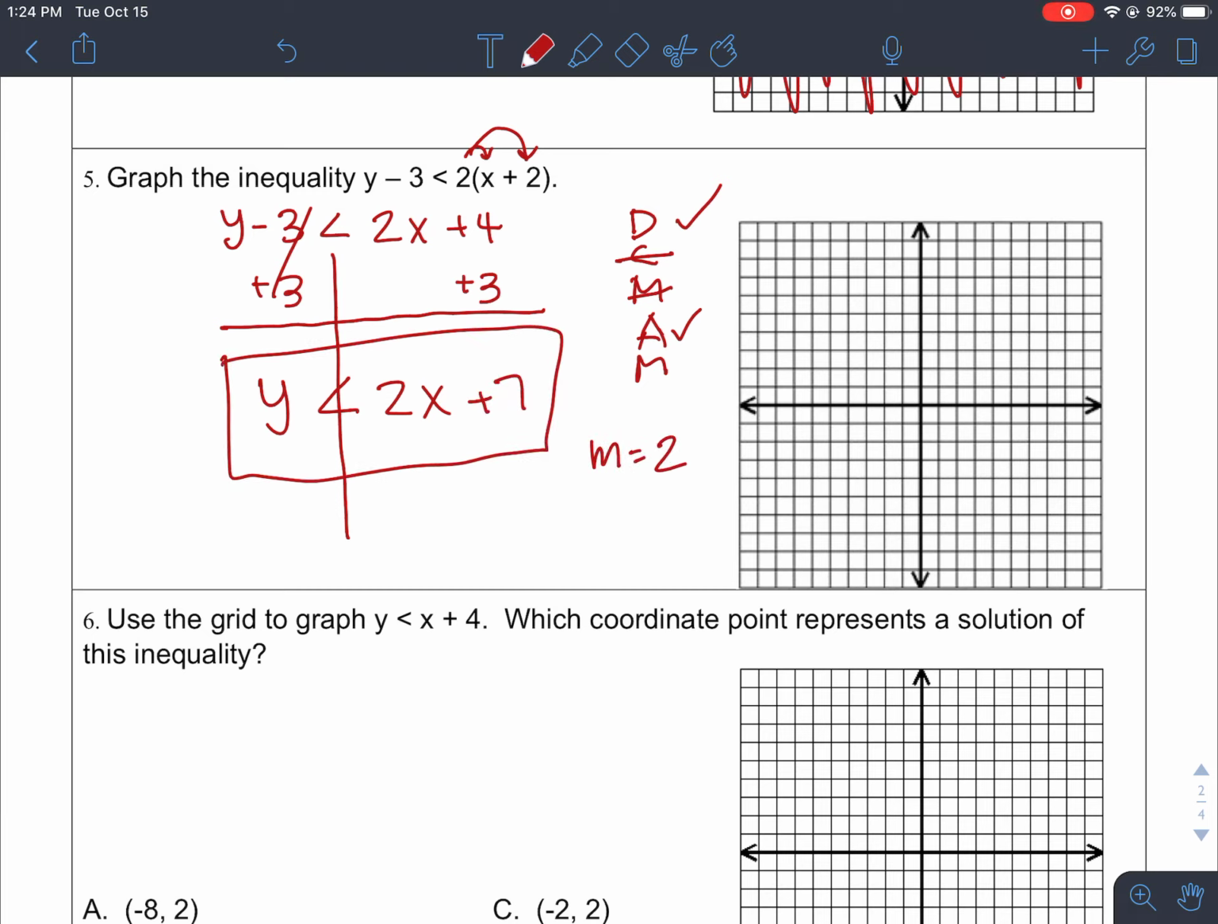Here my slope is 2, and my y-intercept is 7. So I'm going to go ahead and graph my y-intercept of 7 and use a slope of 2. It is a positive 2, so I should have an increasing graph.